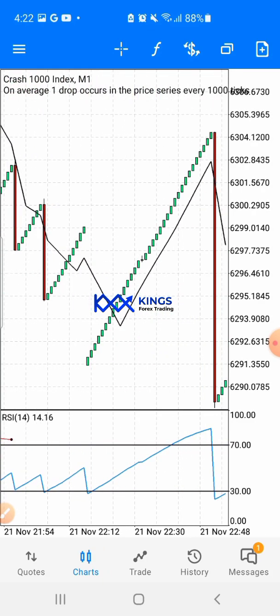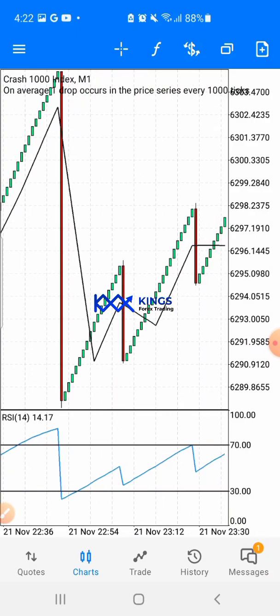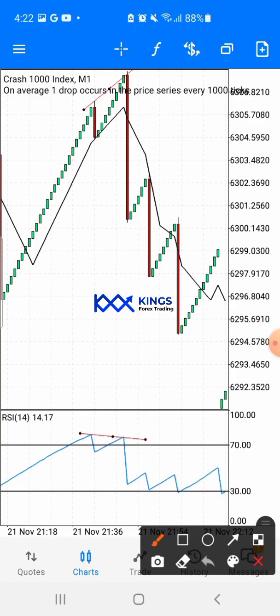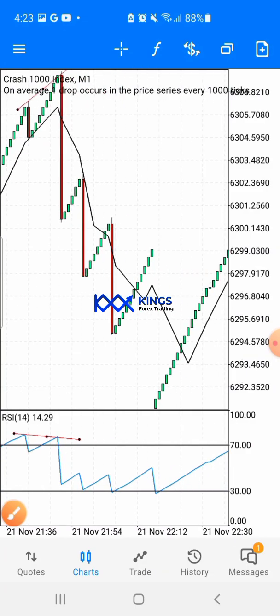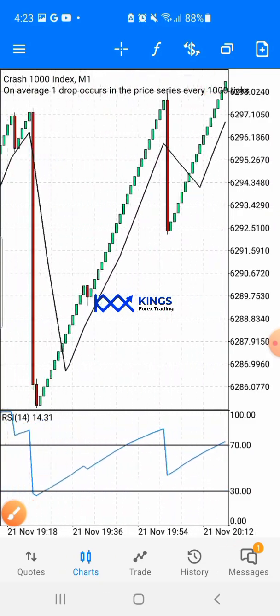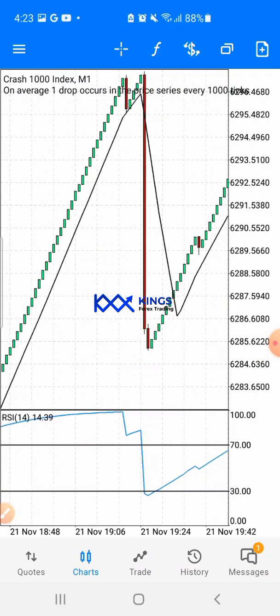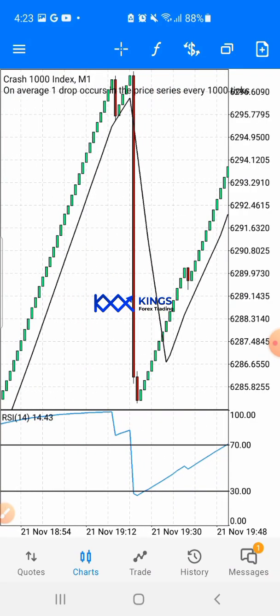Remember your risk management. You know how much you are going to be risking. Your stop loss should be above the swing high here. Your stop loss should be above that swing high, and you catch those spikes, or scalp any one. So we have another. Let's see if we have another one here.